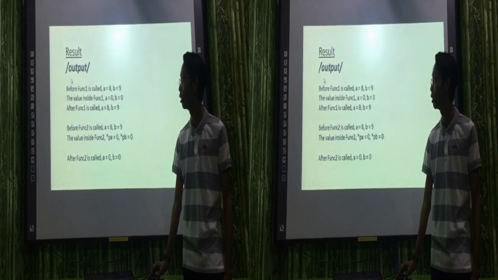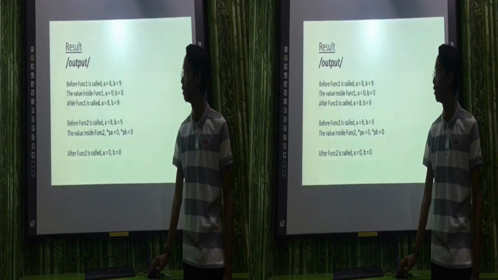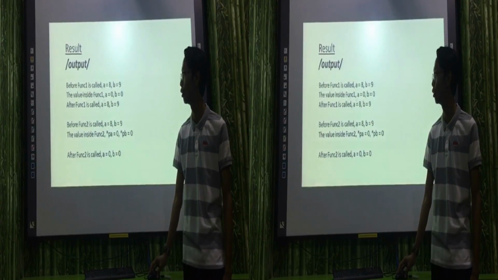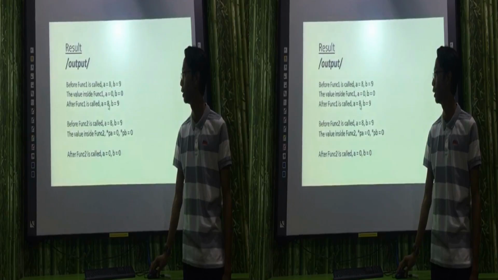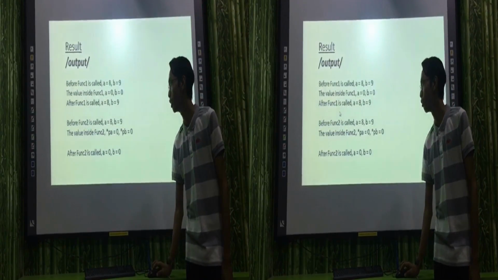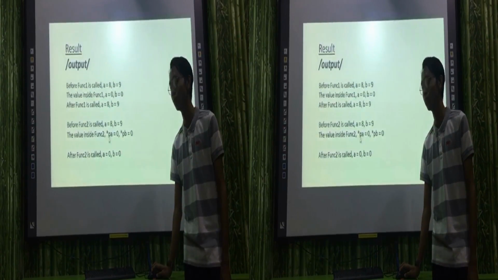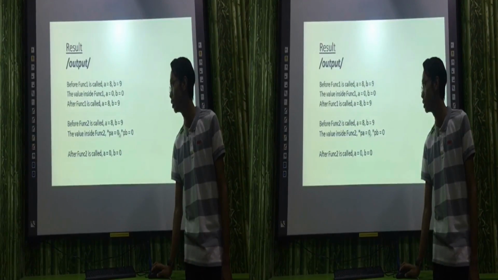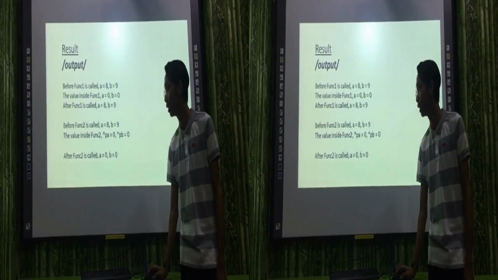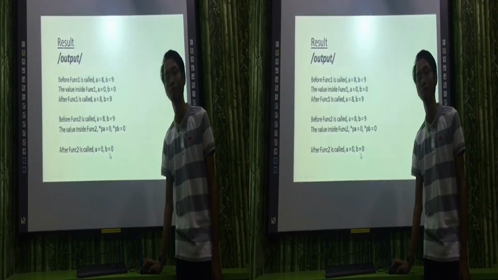That's all. That's why in the output you can see here, before function 1 is called, A is 8 and B is 9. The value inside function 1, A is 0, B equals 0. After function 1 is called, A is still 8 and B is still 9, because they don't have any & sign or star sign. Before function 2 is called, A is 8 and B is 9. The value inside function 2, as we know, the value that is stored is 0, and for B also 0. Then we return back to the address, and therefore after function 2 is called it will become 0 and 0. That's all.